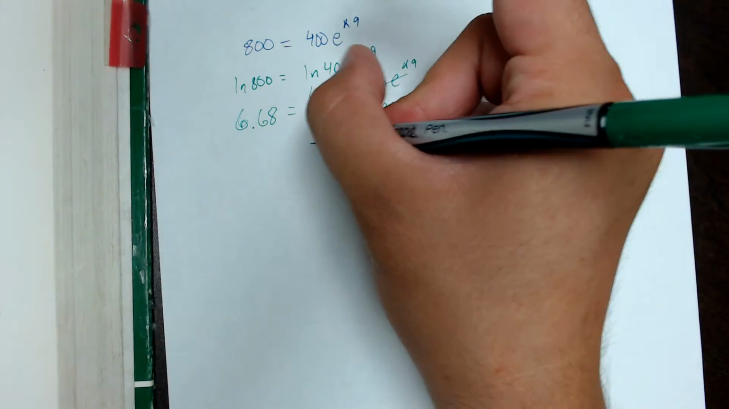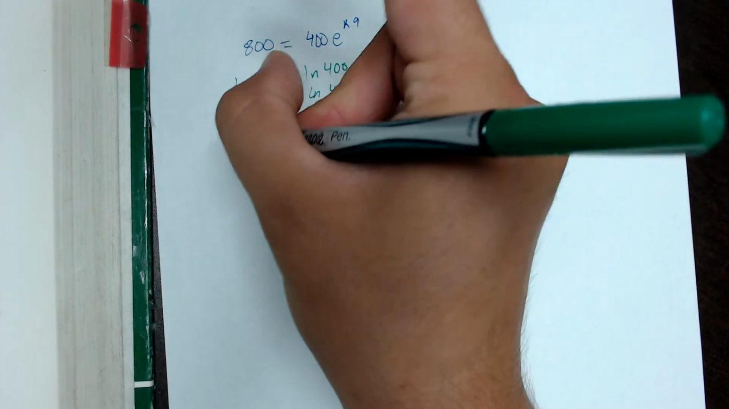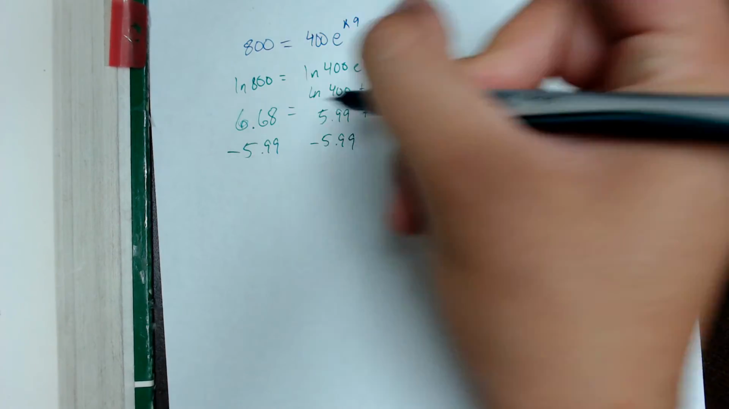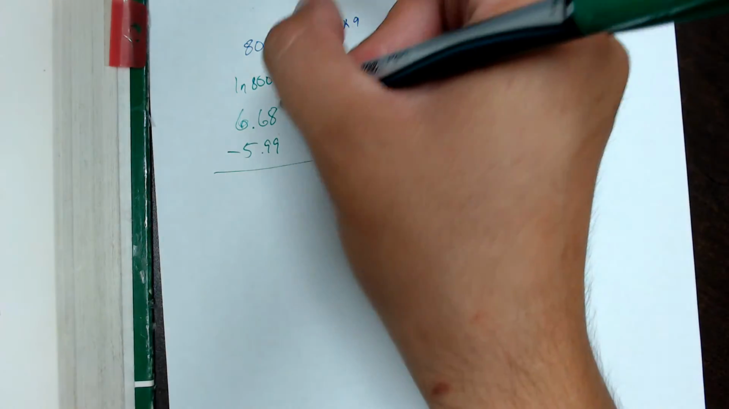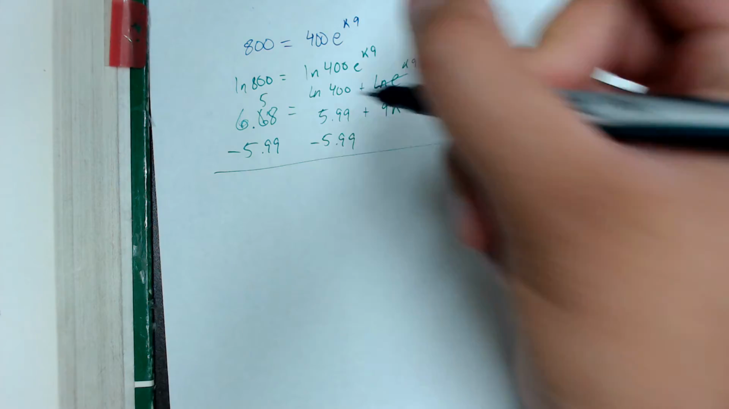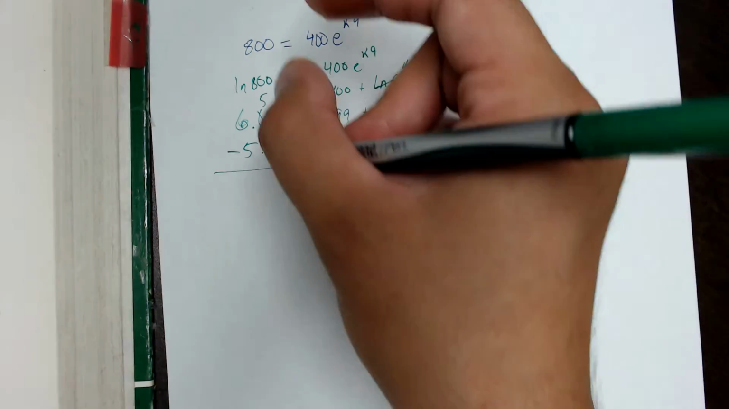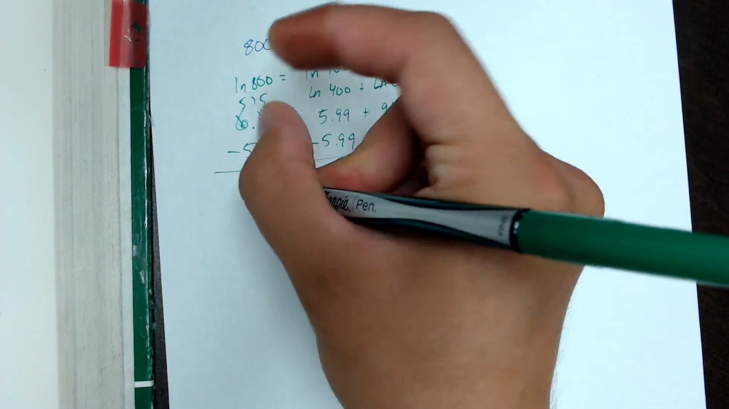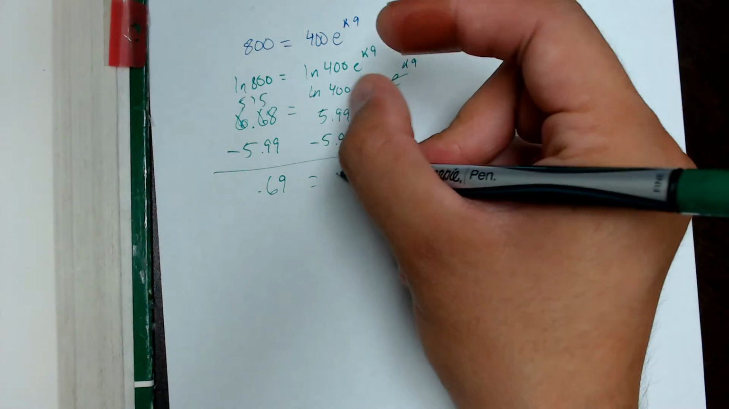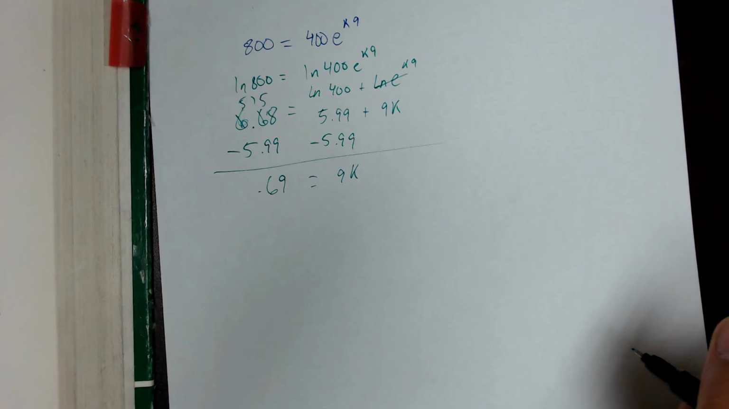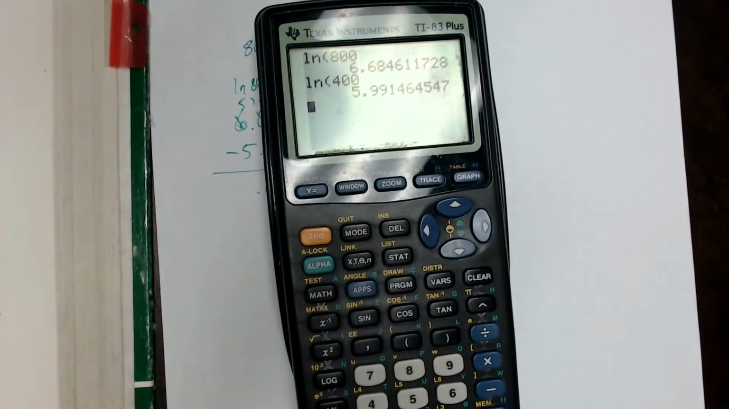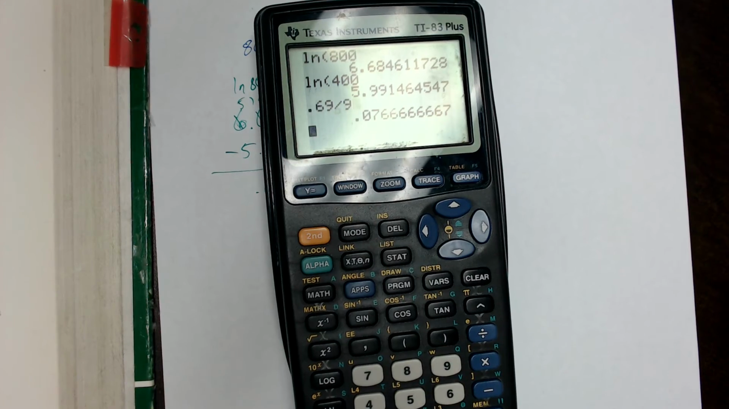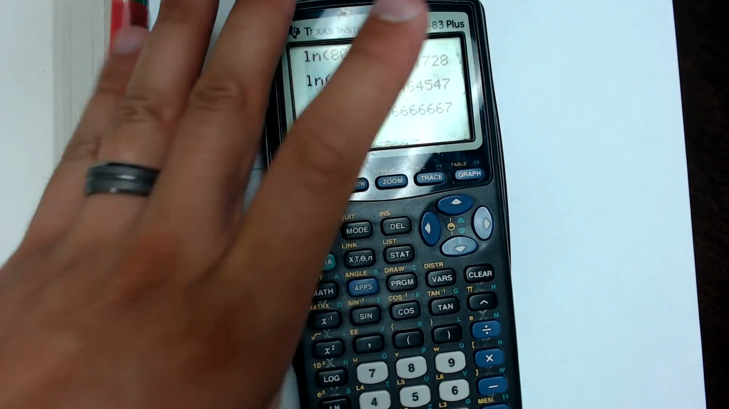From here, it's just simple algebra. We're going to subtract 5.99 from each side. Having a tough arithmetic morning here. That's going to be 6.68 minus 5.99, so 0.69 is going to equal 9k. From there, we just divide by 9. I'm going to go ahead and use my calculator because, like I said, I'm having a rough morning as far as thinking, probably because my finger hurts. And I get 0.76666, which I'm going to round to 0.77.